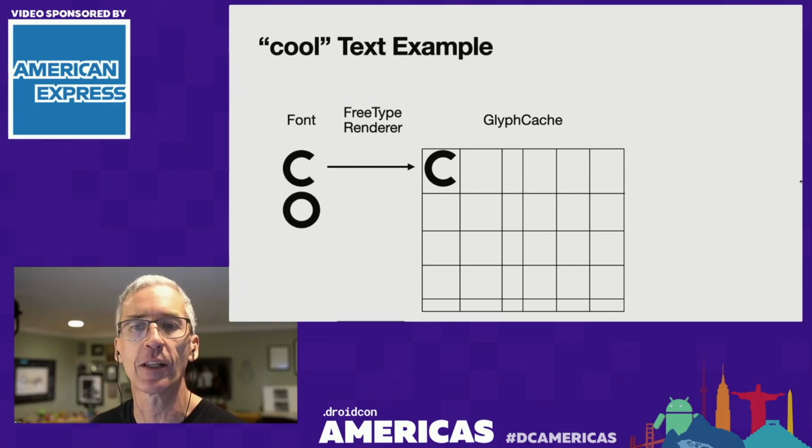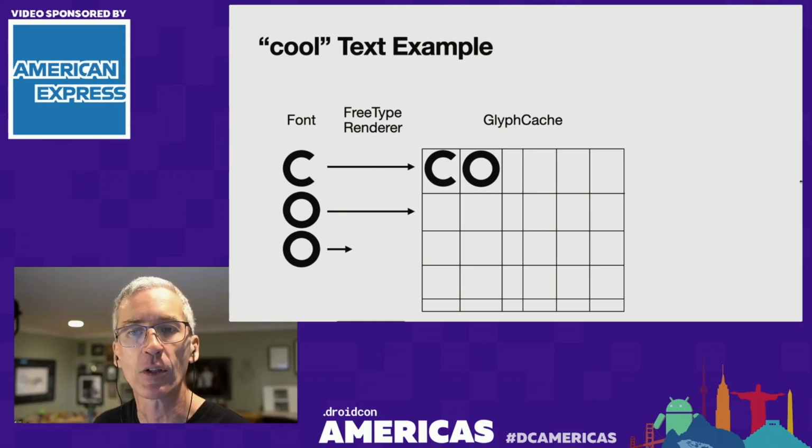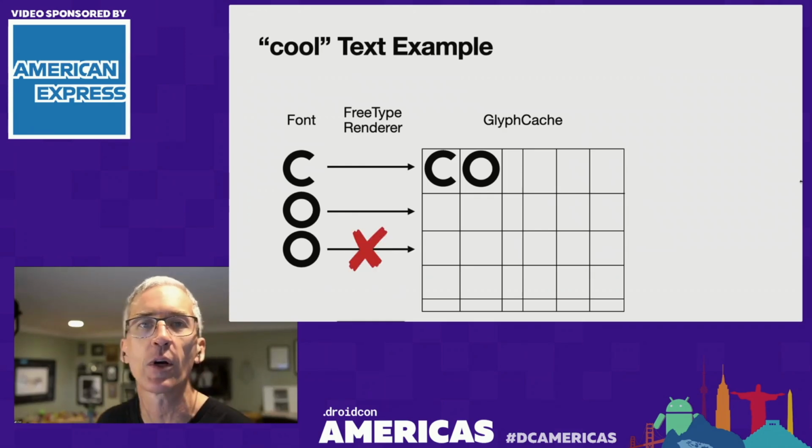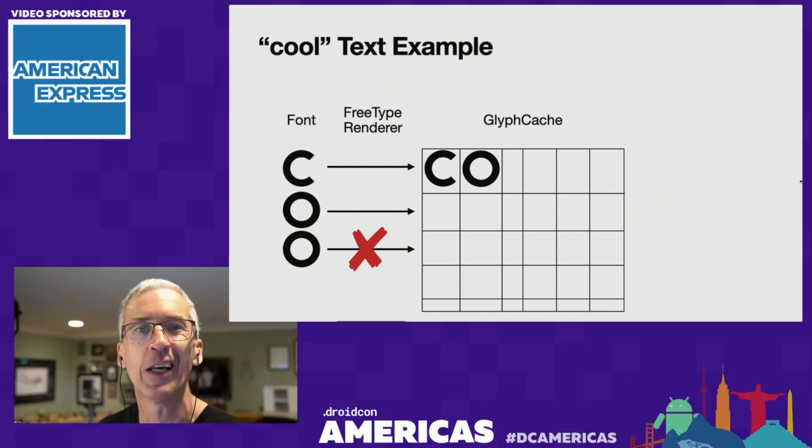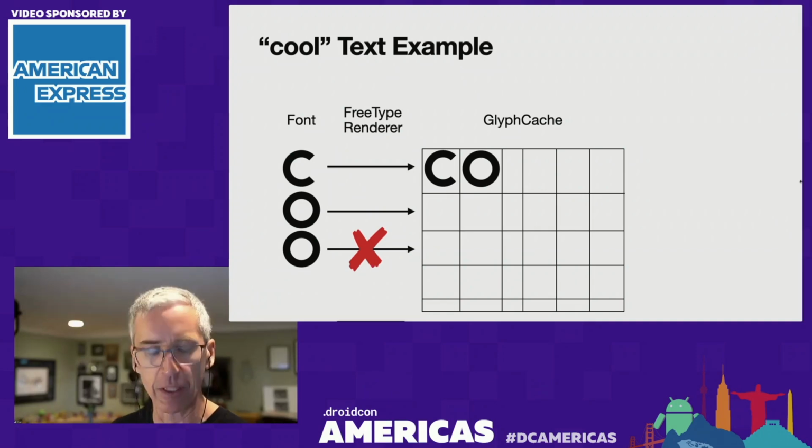Then we go on to the next character. We're going to, again, use the FreeType renderer. We're going to draw that into the glyph cache, go to the next character, and we're going to start to draw that and realize, no, we already have an O. There's no reason to have more than one. So the glyph cache holds each of the characters that's been drawn at any of the sizes that it has been drawn. And then it doesn't need to repeat that. It can just copy from that same single instance that it has.